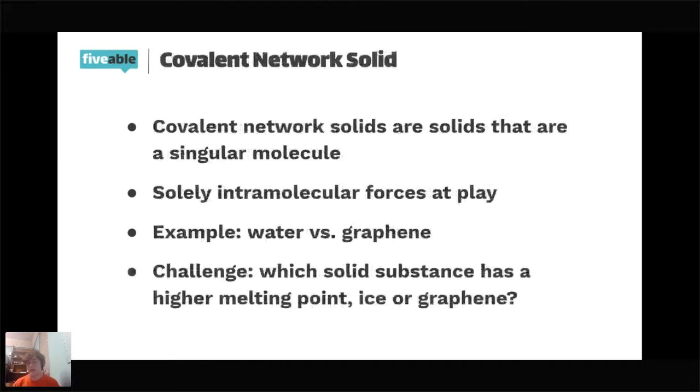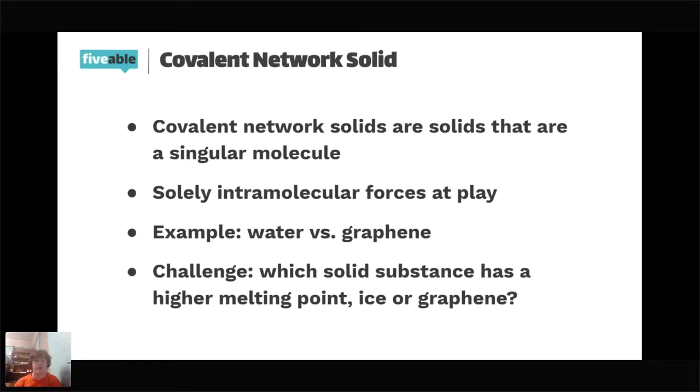And covalent network solids, for example, graphene. So this is just a bunch of carbons bonded to each other. And if you've ever seen graphene, it's pretty big, but it's not intermolecular bonds that make it big. It's intramolecular. It's a bunch of carbons that are bonded to each other. So this is solely intramolecular forces, even though it's really big. When it's really big, it's actually one big molecule for things like graphene and diamond. That's why diamond is so tough.